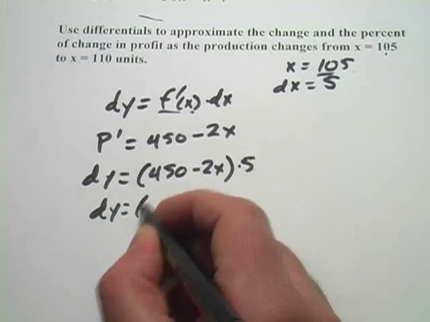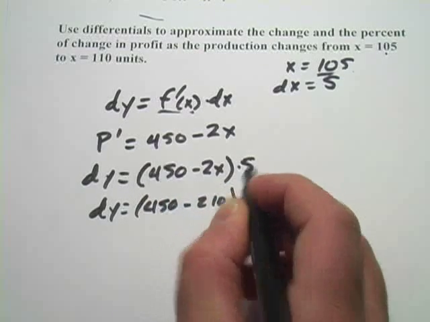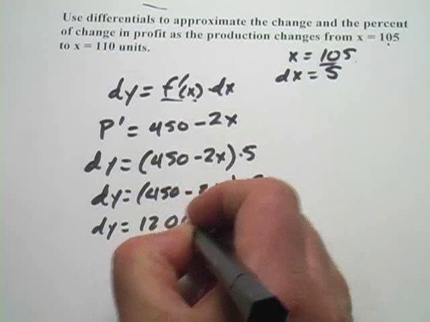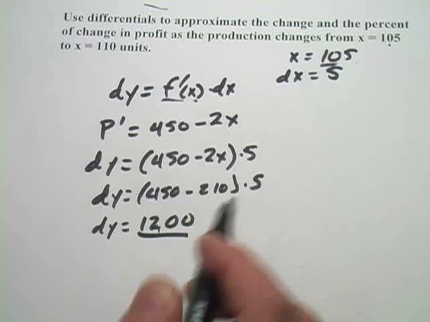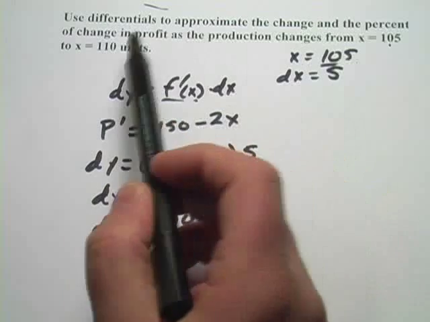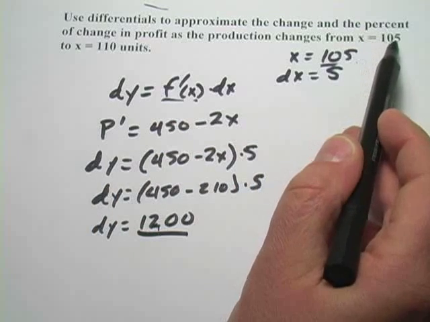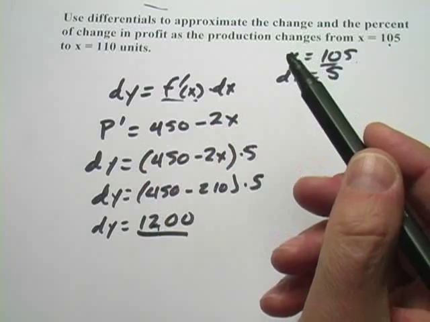dy equals 450 minus 210 times 5, and when you crunch the numbers on that, I think you get 1,200. So there's our change in profit. That's the first part of the answer. They also wanted the percent of change in profit. So if they're increasing from 105 to 110 units, how much percentage does their profit rise?